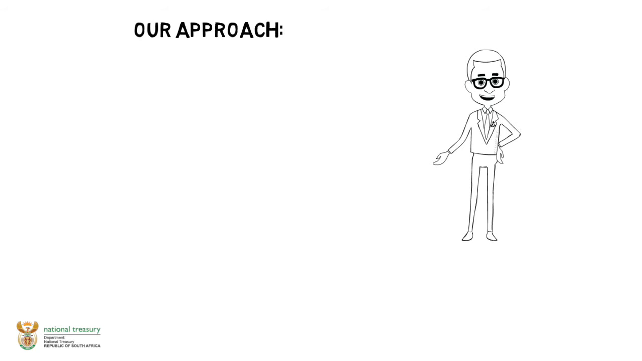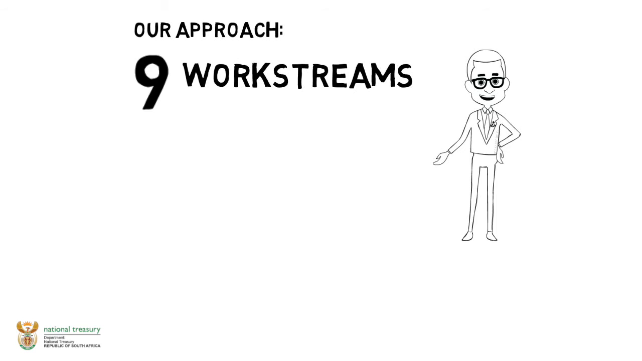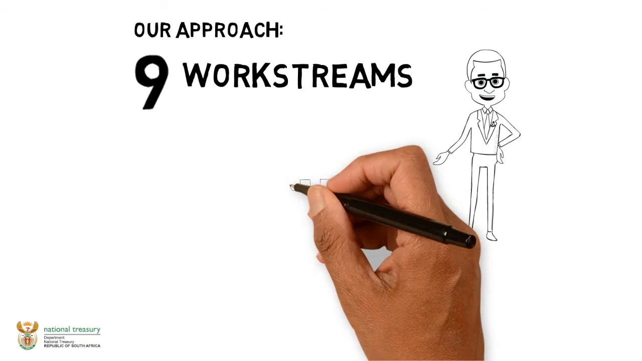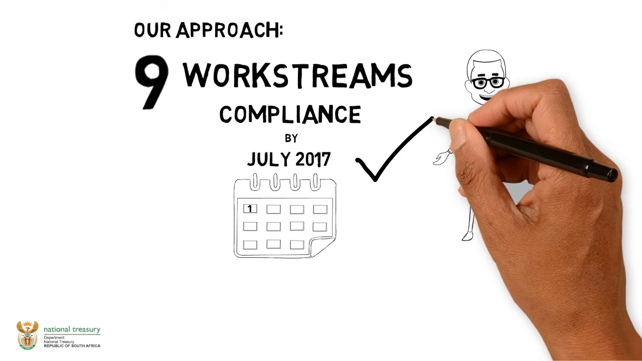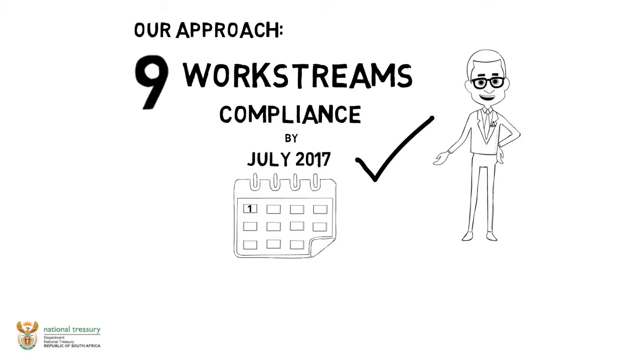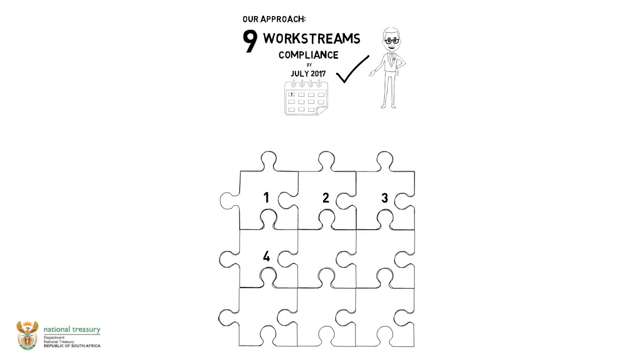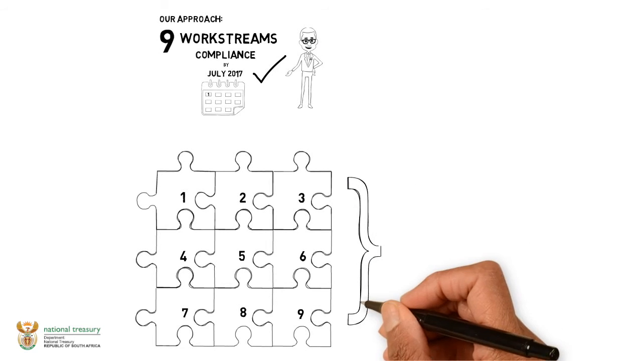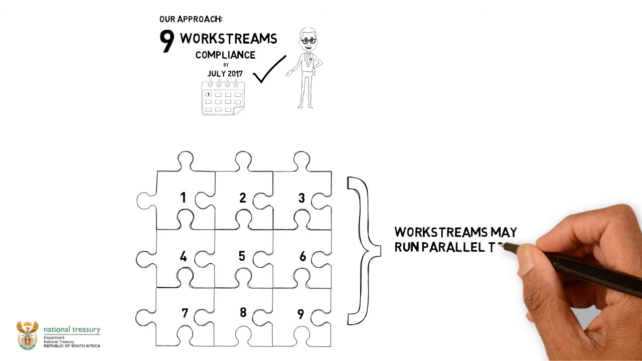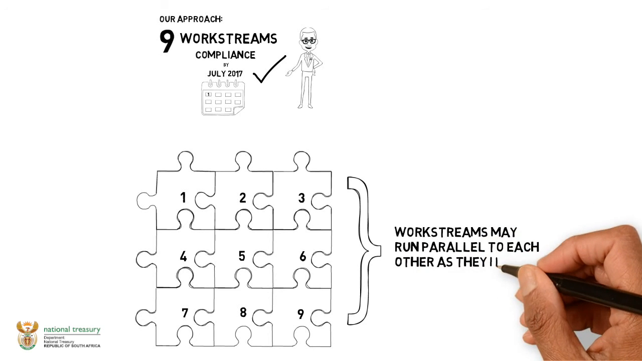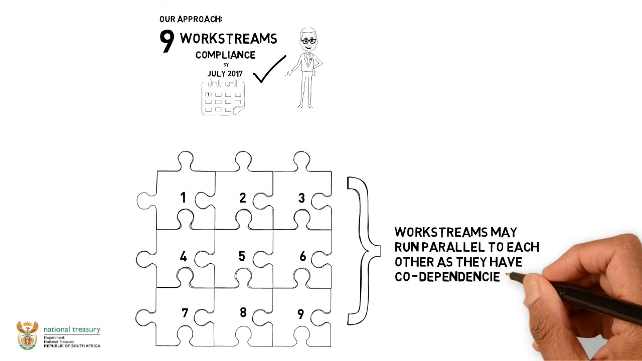So, what is our preferred approach? 9 work streams. After interrogating the regulation, we believe the following work streams will assist the municipality in achieving compliance by the 1st of July 2017. As we look at each individual work stream in turn, it is important to note that these work streams can run in parallel as per the need of the municipality, as some work streams have codependencies.